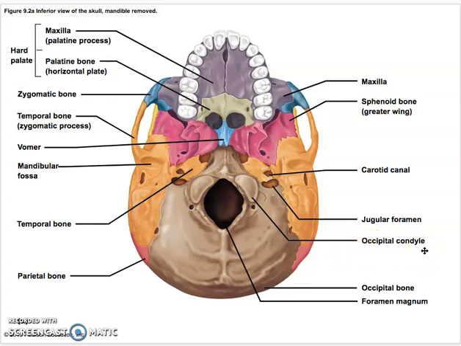Now if you watched the last video, you know that a condyle is where one bone articulates with another bone. So they're usually pretty smooth, so there's not a lot of friction. Just in front of the occipital condyle is a hole called the jugular foramen. The jugular foramen is where the jugular vein goes through. And just in front of that is another hole for the carotid canal, where the carotid artery goes through.